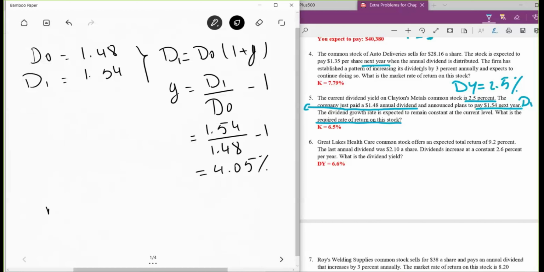So now to compute R equals the dividend yield 2.5 plus the growth rate 4.05%, and the answer is 6.55%.